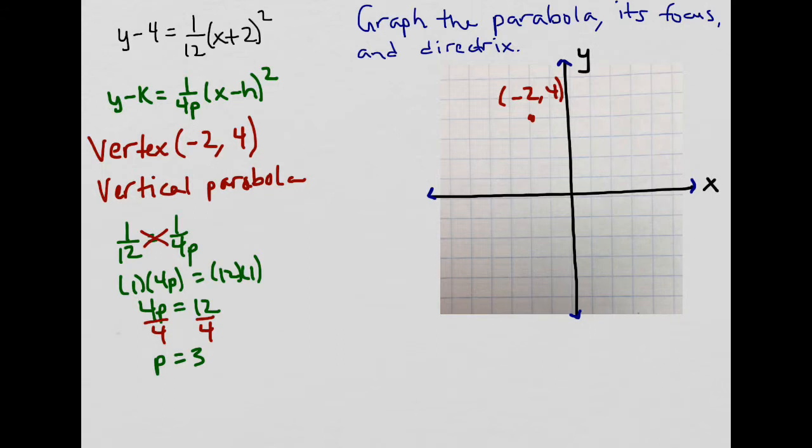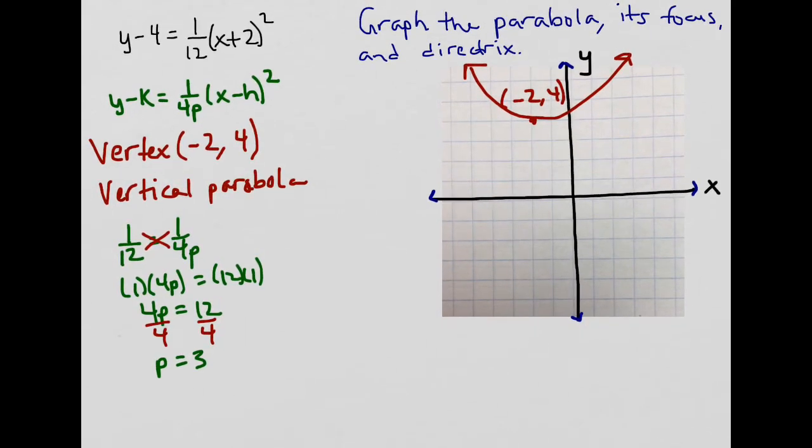So 3 is positive. So that means that this graph opens up. So I'm going to go ahead and do a rough sketch. So my focus, which is the next thing I want to graph, is always on the inside of the parabola. So it's going to be in here, and it's going to be a distance of 3 units from the vertex, because my p is 3. So I'm just going to count up 3. 1, 2, 3. So right here is going to be my focus.